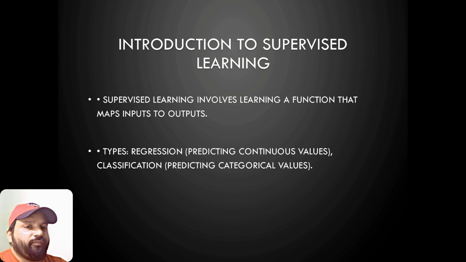So first of all, we should know about supervised learning. Supervised learning involves learning a function that maps inputs to outputs. And you already know that in supervised learning, we use labeled data, data whose input and output are already known to us. Using the labeled data, we train our model. After that, we do some testing on our data, then some validation. After that, we do accuracy checks, performance checks, loss calculation, and error calculation.